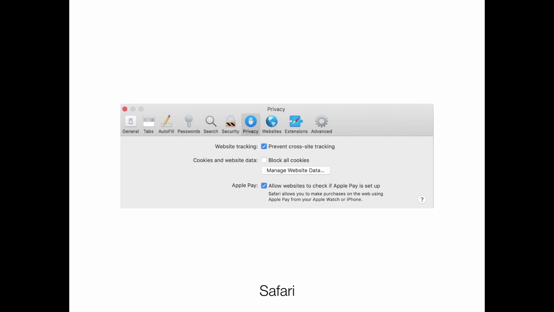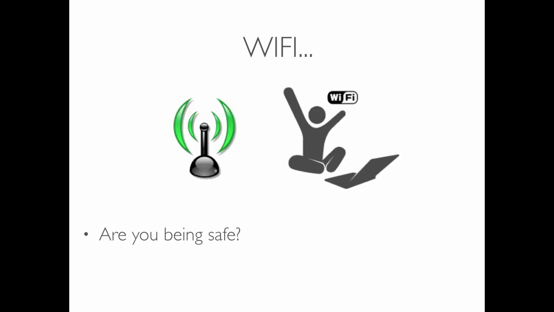Here it is in Safari. Under the privacy settings, you can check the box for prevent cross-site tracking, and that will help that do a little bit better. So it's worth turning them on, especially on your home computer. There's no reason not to do that, unless you like seeing ads for blenders. I mean, it's up to you.